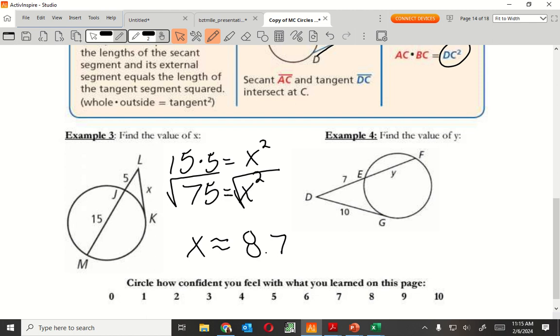Wait, how do we get 75? How'd you get 75? Okay, we multiplied these two over here because they're on the same line. So 15 times 5. Here we go.